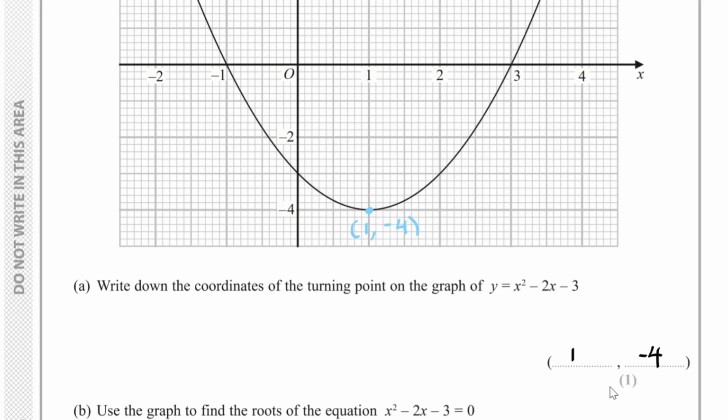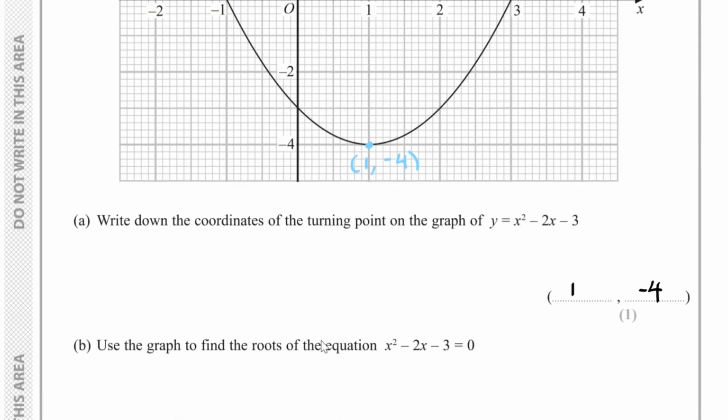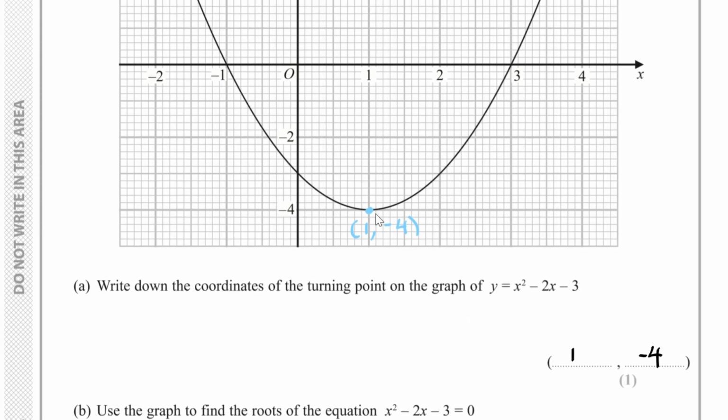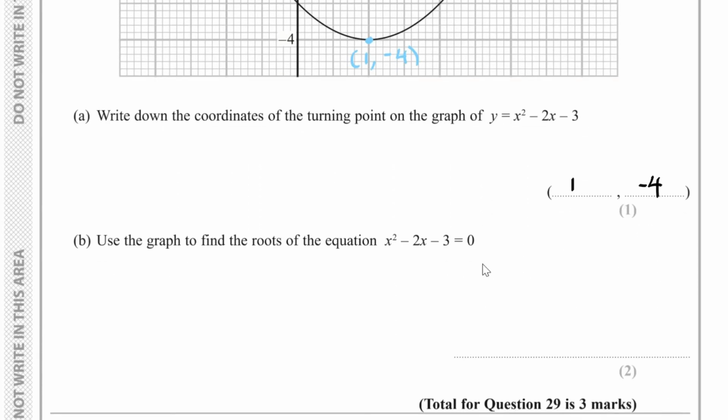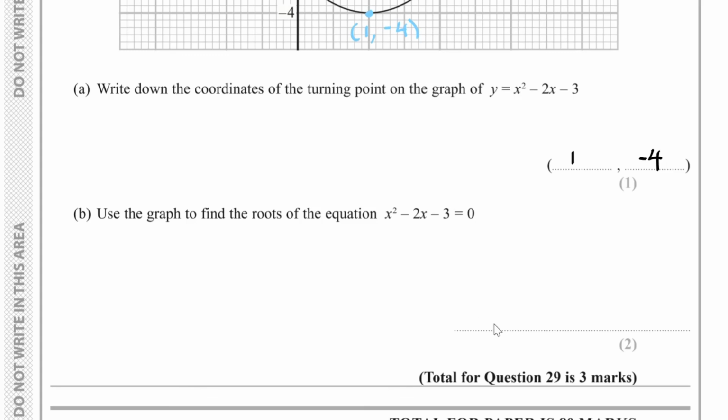And now for part B of the question, we have to use the graph to find the roots of the equation x squared minus 2x minus 3. Well, the roots of the equation, that's when the graph intersects the x-axis, and it intersects the x-axis here at minus 1, and also here at x equals 3. So therefore, we have the roots being x equals minus 1 and 3. So that's the end of the paper.